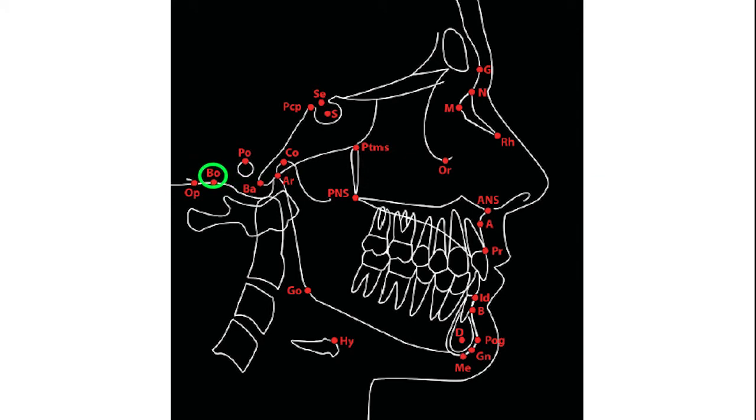Bolton point, BO. It is the highest point on the upward curvature of the outline of the retrocondylar fossa of the occipital bone, approximating the center of the foramen magnum. It was named by the orthodontist B. Holly Broadbent in honor of the philanthropist Charles B. Bolton.